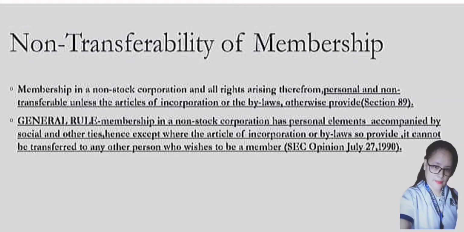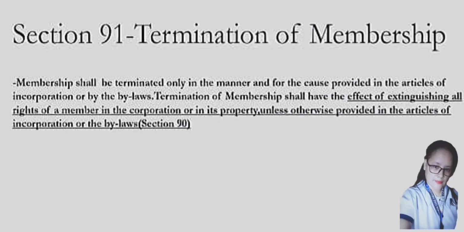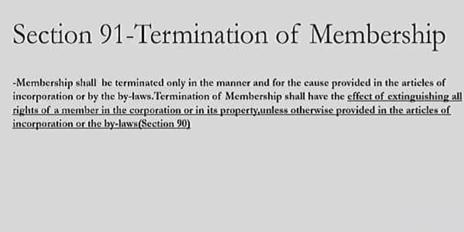Hence, except where the articles of incorporation or bylaws provide otherwise, it cannot be transferred to any other person who wishes to be a member. Section 91, termination of membership. Membership shall be terminated only in the manner and for the cause provided in the articles of incorporation or by the bylaws. Termination of membership shall have the effect of extinguishing all rights of a member in the corporation or in its property unless otherwise provided in the articles of incorporation or the bylaws.